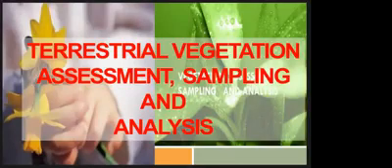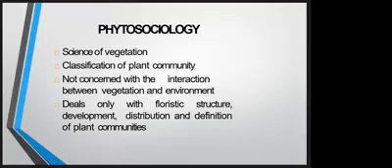So, let's now talk about phytosociology. When you talk about phyto, it deals with plants. When you talk about sociology, it talks about human society. So phytosociology is the science of vegetation. It's all about classification of plant communities, but not concerned with the interaction between vegetation and the environment. So it only deals with floristic structure, development, distribution, and definition of plant communities.